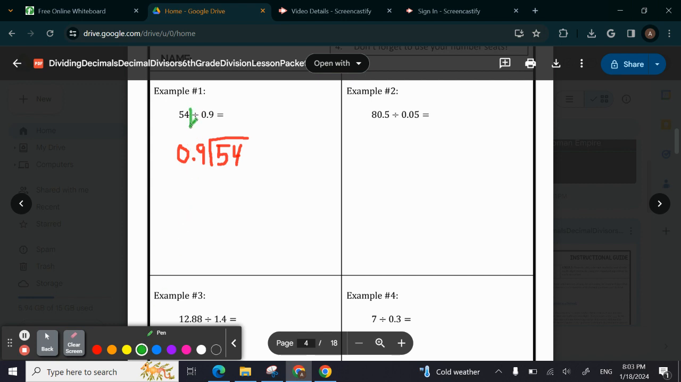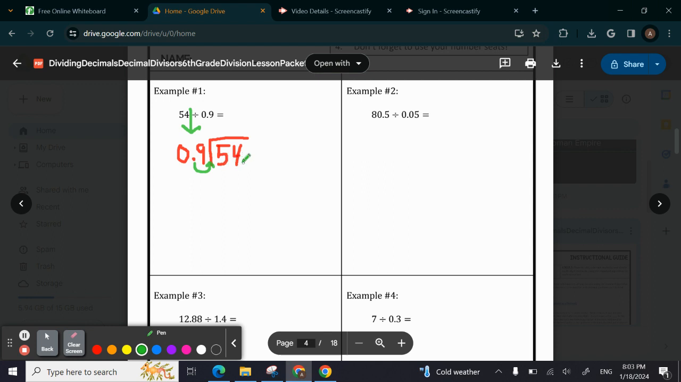So first, everyone look at the divisor. Tell me out loud how many times we need to move the decimal point to the right in order to make it a whole number. If you said 1, you are correct. We move it over 1 spot to make it 9. So what we do to our divisor, we have to do to our dividend. An easy way to remember this is what we do to one side of the line, we have to do to the other side.